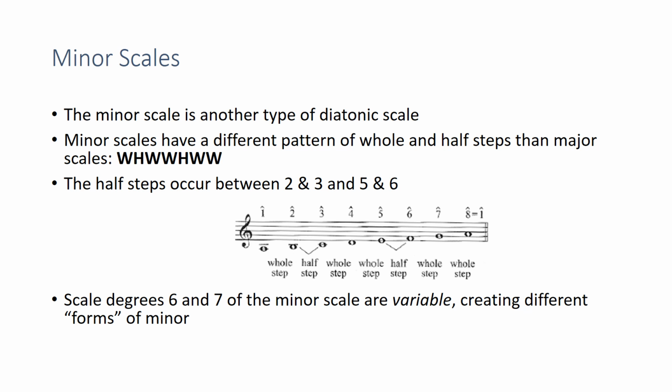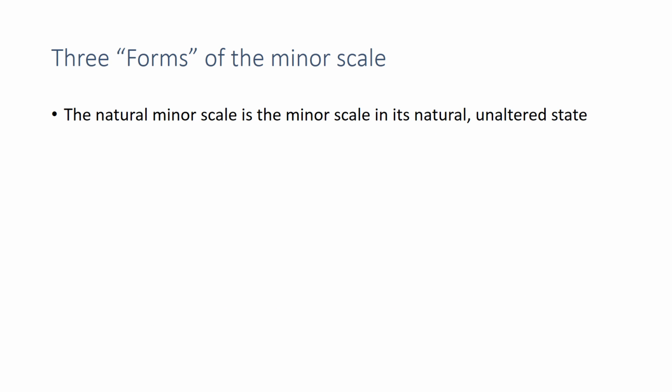Now, scale degrees 6 and 7 of minor scales are sometimes variable. They can sometimes be raised, which creates different forms of the minor scale, as we'll see on the next page here. The form of the minor scale we've been talking about so far is also known as the natural minor scale. That's the minor scale in its natural, unaltered state.